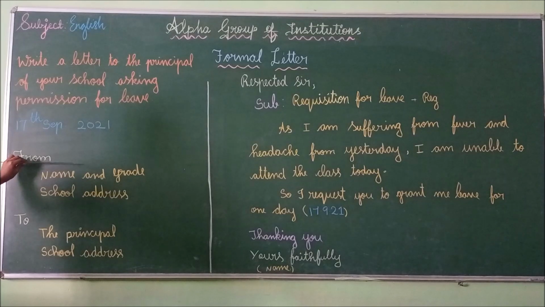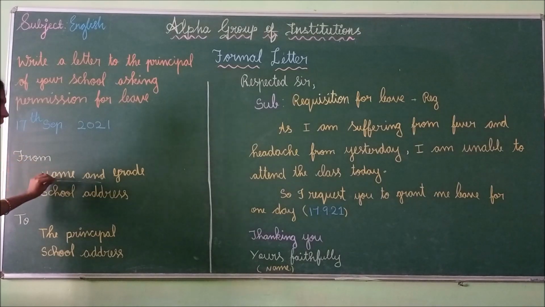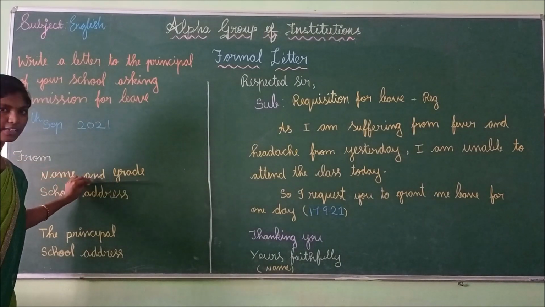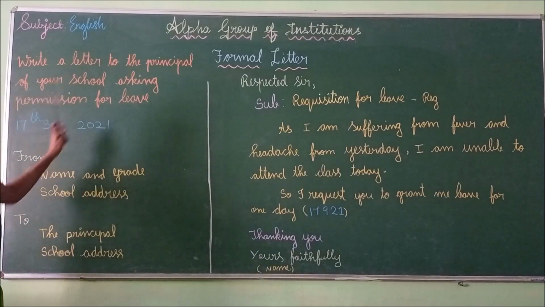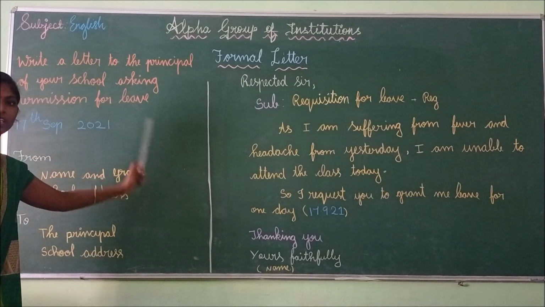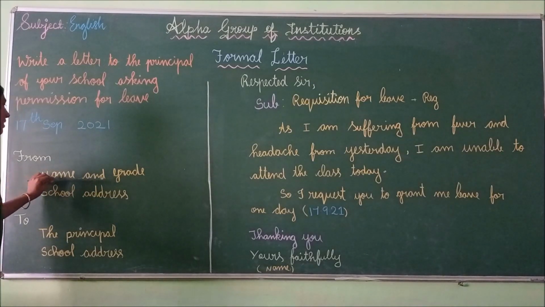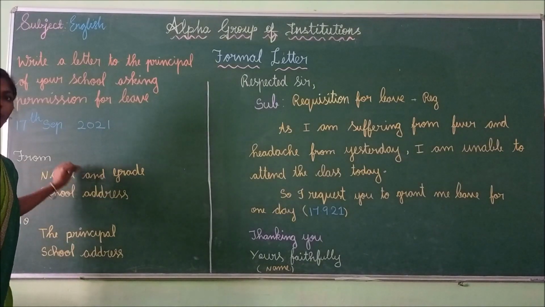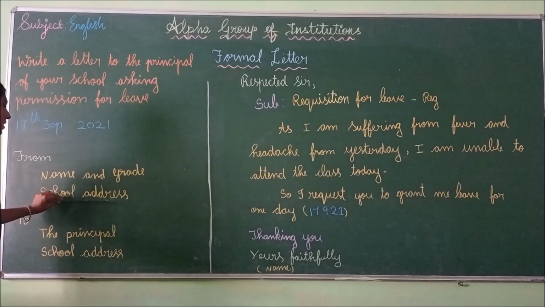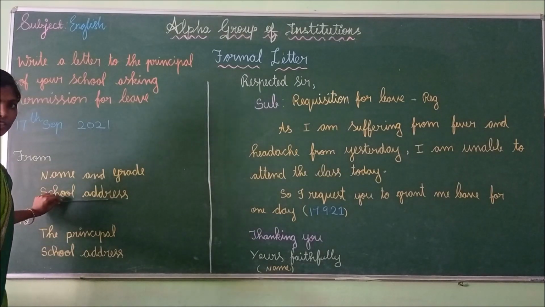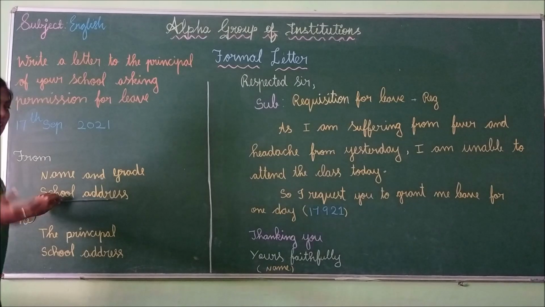Under "From" you will write your name and grade. If you are writing a letter to the principal, you need to mention your name and grade. It is a must. And on the next line you will write your school address. School address means, which school are you from?